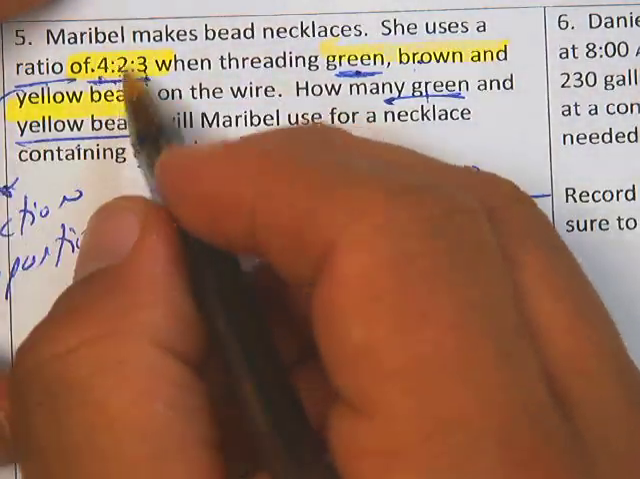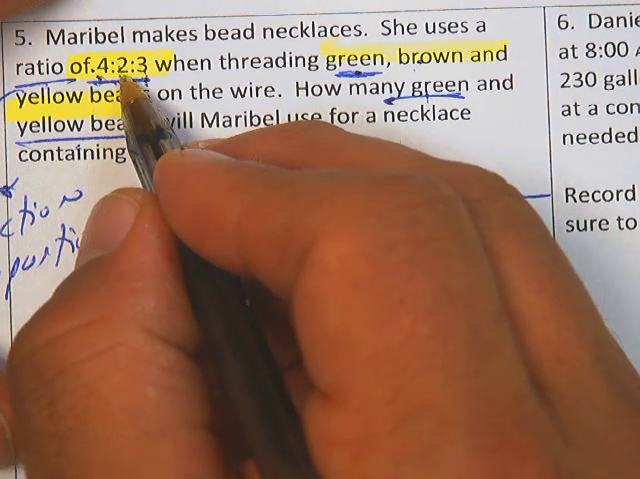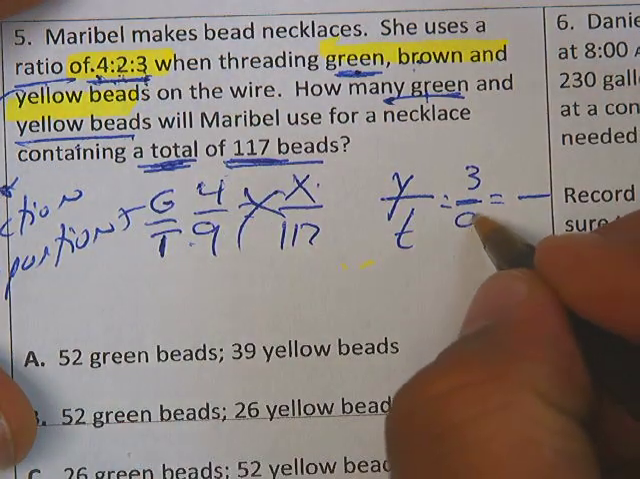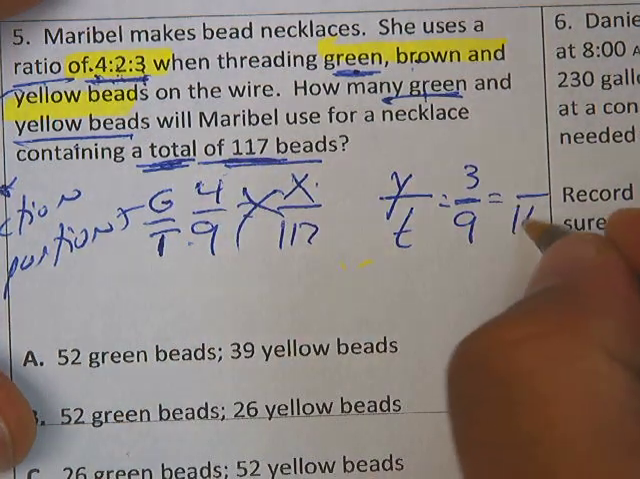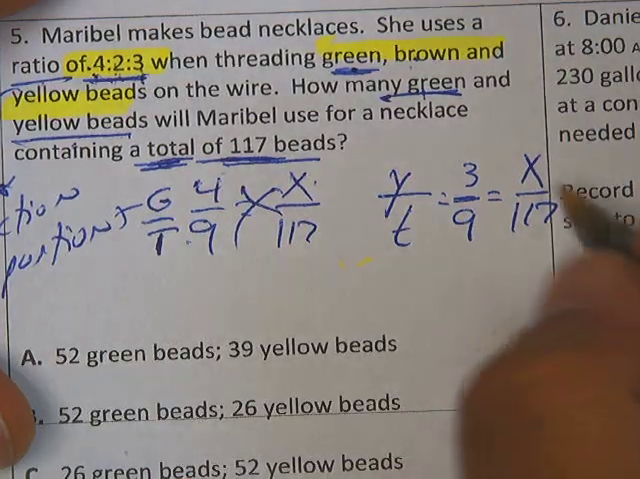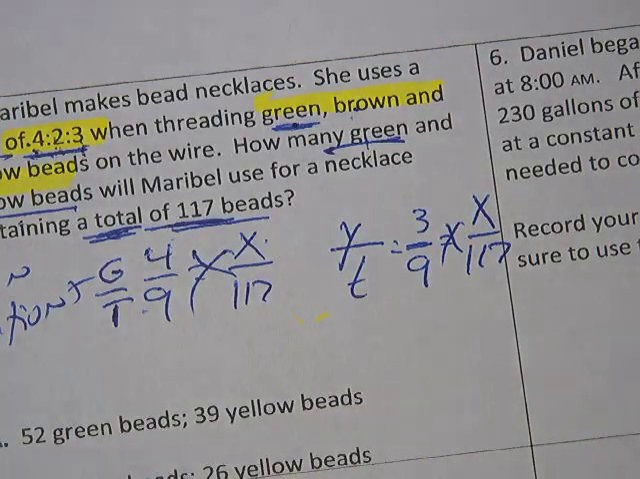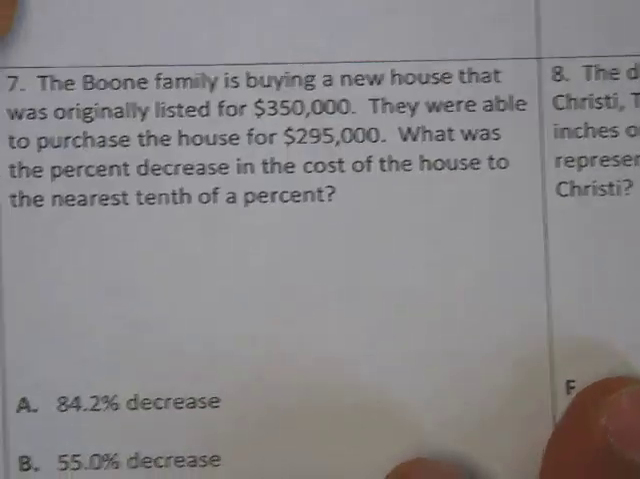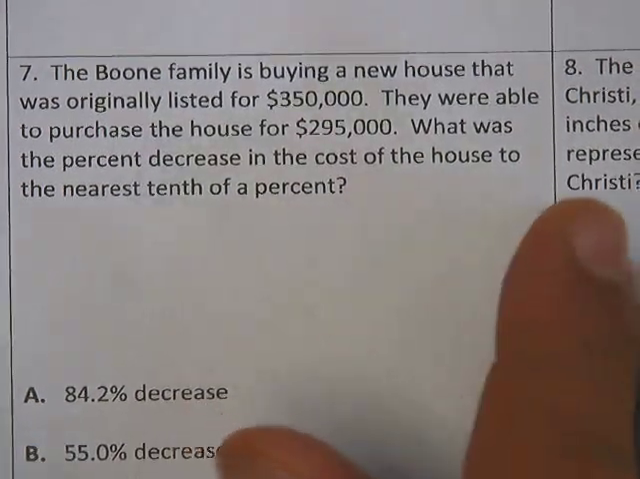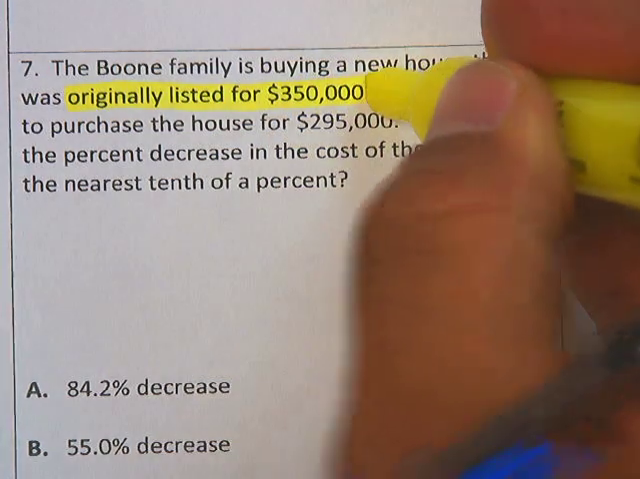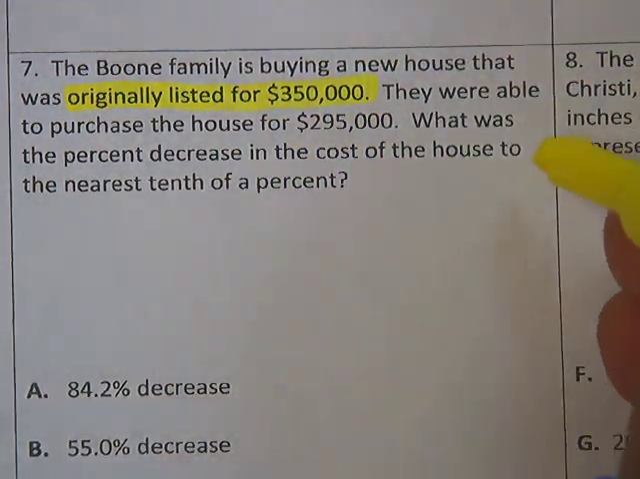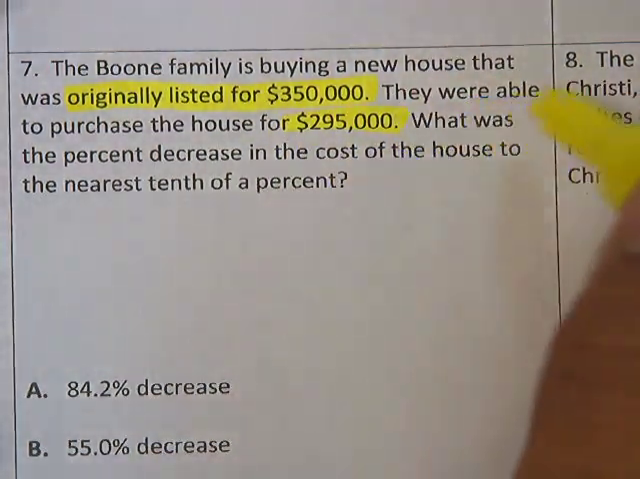Well, you got to do the same thing for the yellows. You're going to compare yellow to the total. And so how many yellows do we have? Again, it's in order: green, brown, and yellow. So the last one is the yellows. So when we have 3 yellows, how many total beads do we have? We have 4 plus 2 plus 3, which is 9. And how many total do we have? 117. Well, I want to know how many of those are yellow. Again, cross multiply and divide, and you get your answer.